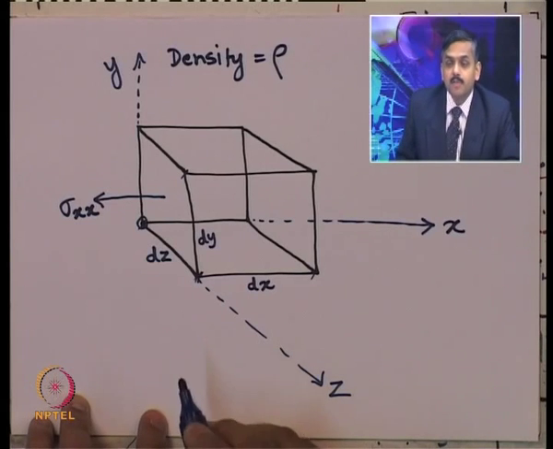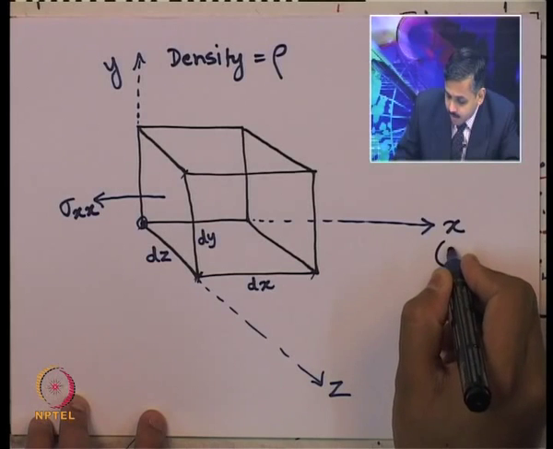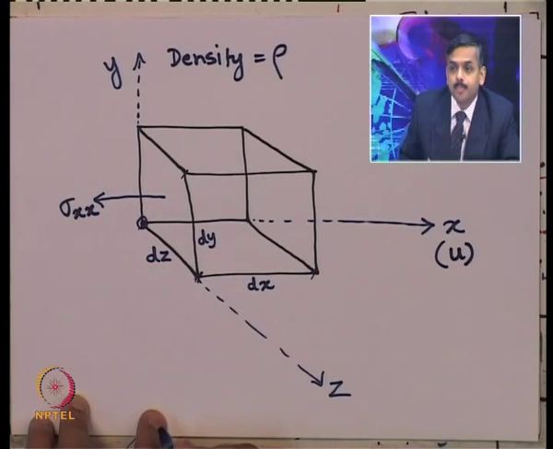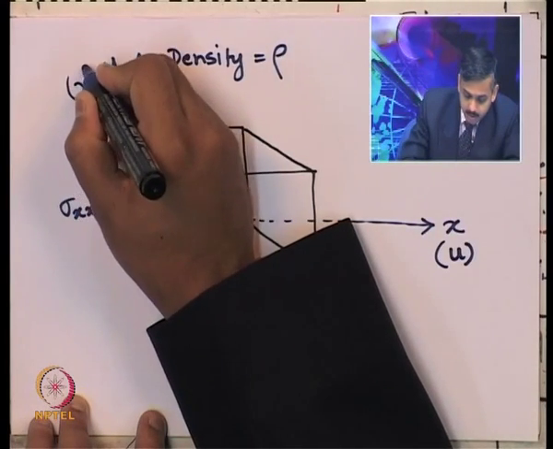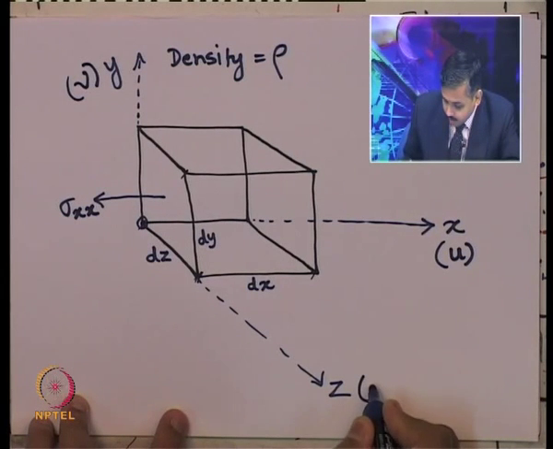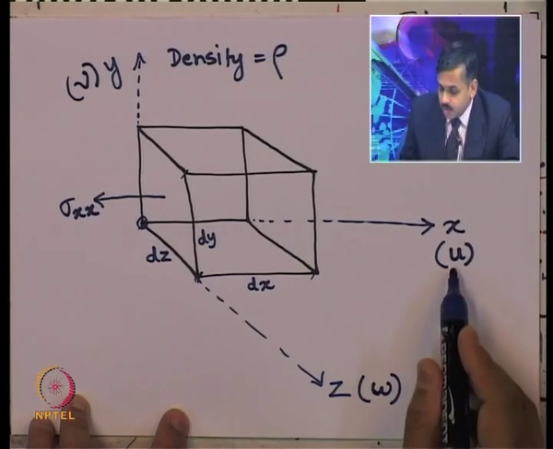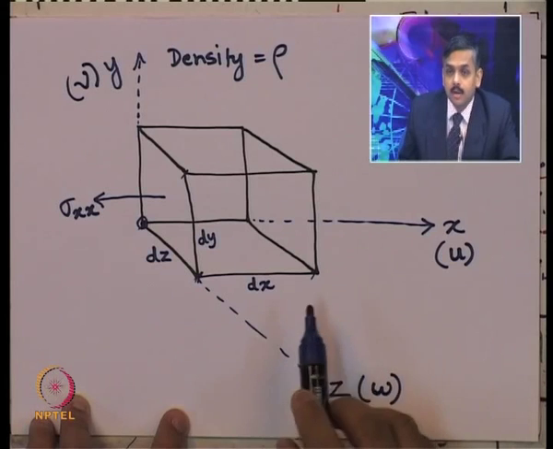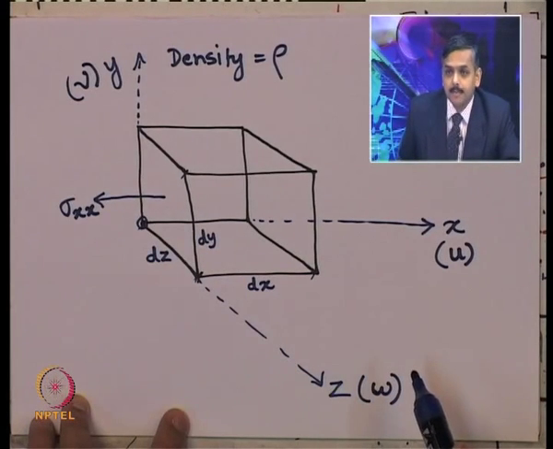Corresponding displacements also let us define. In x direction, let us say displacement is denoted as u. In y direction, displacement is denoted as v, and in z direction displacement is denoted as w. u, v, w. These are the corresponding displacements in the direction of x, in the direction of y, in the direction of z. Fine.